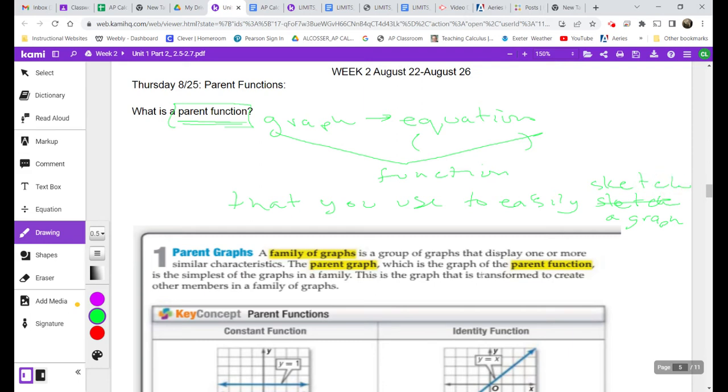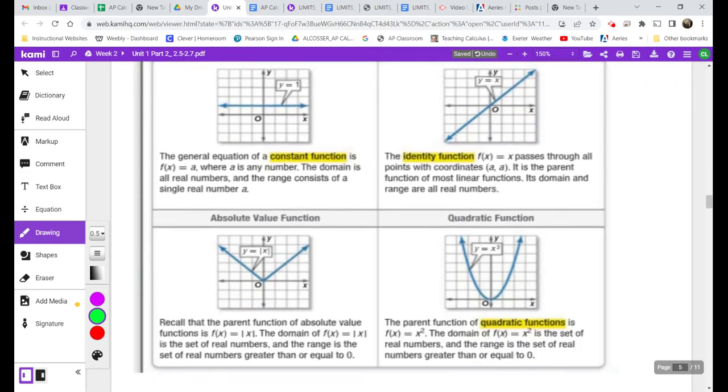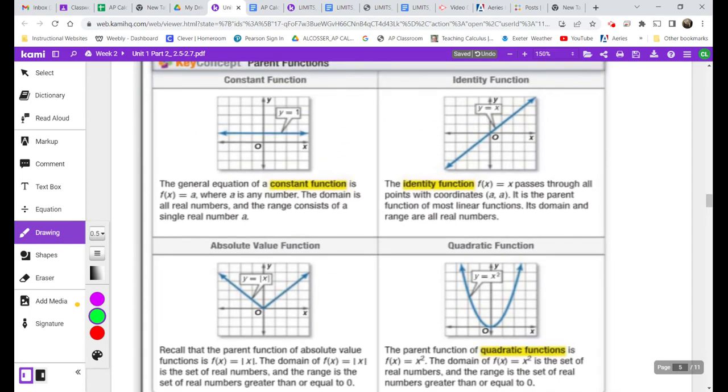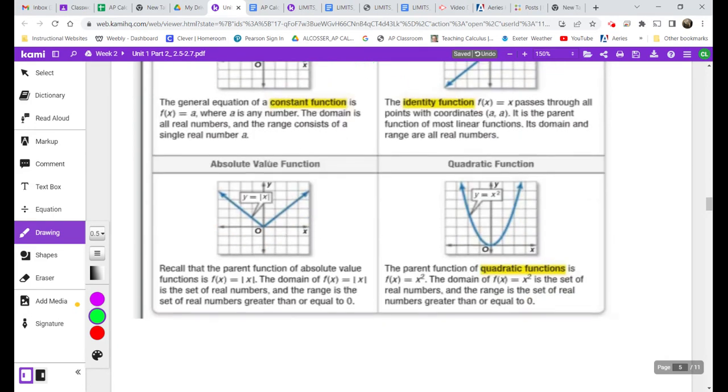All right, so here's the deal. There's more than these guys, but this is the basic idea of what you guys know already. This is that constant function here. They call that f of x equals a number. So we did that like 5 the other day, if you remember. This is your basic straight line, y equals x. And then your absolute value ones are always a V shape right here. And then your quadratic ones, x squared, are always this shape.